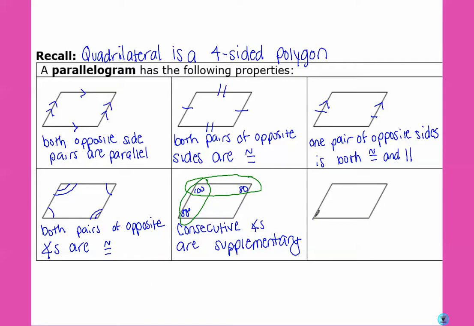And then finally we have a rule about the diagonals. That diagonal, that diagonal. They cut each other in half, so this piece would be the same as this piece, and this piece would have to be the same as this piece. So diagonals bisect each other.